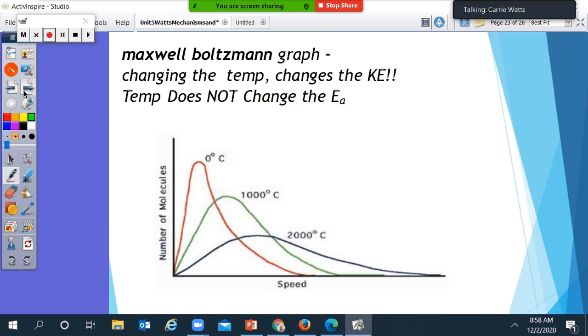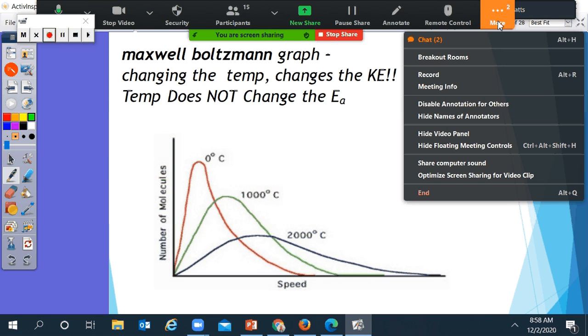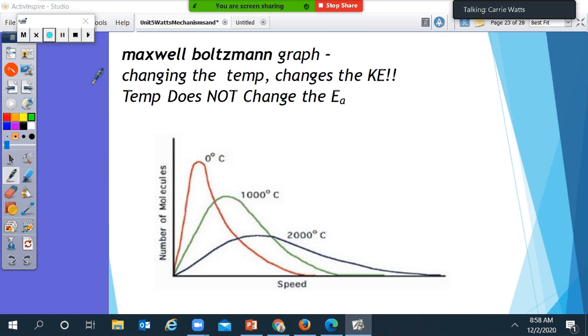Okay, so let's finish this unit. And then we're going to watch a little AP video just on the two types of catalysts to make sure you understand how they work. And I'd like you to take notes when we watch it. So I'll give you a minute to get your stuff together.